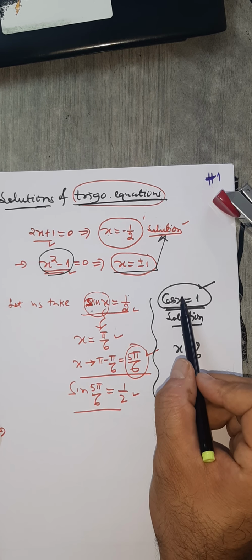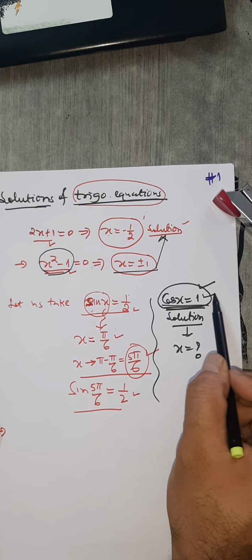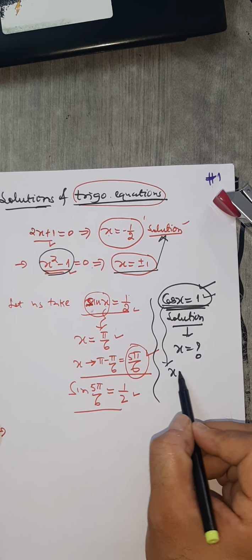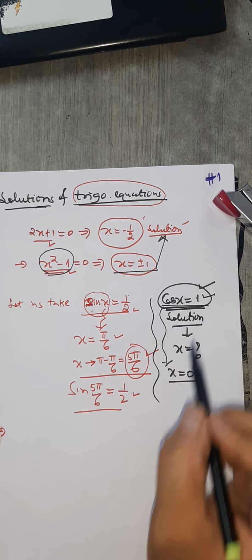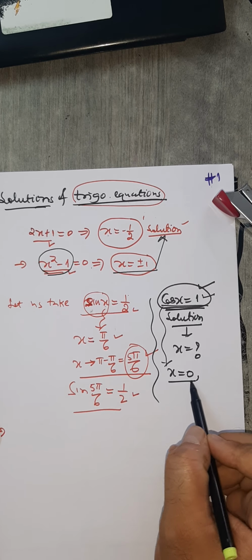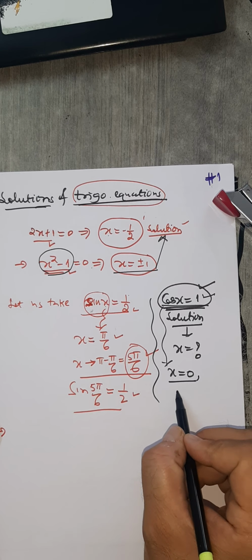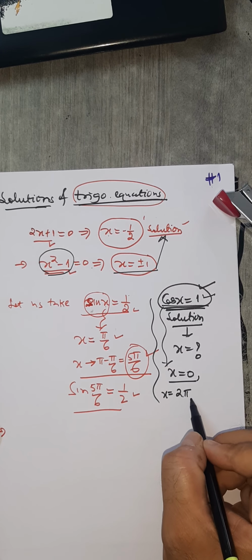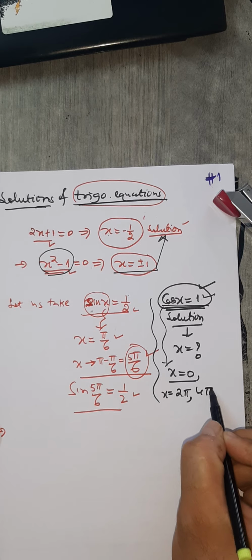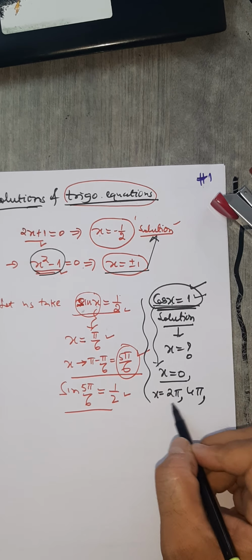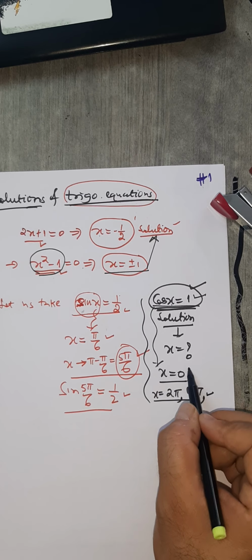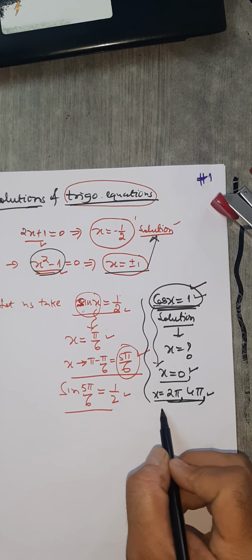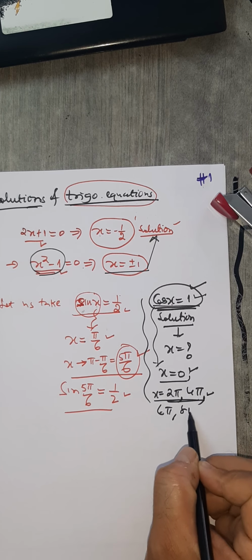So here we find all x for which cos x becomes 1. So obviously you can recall x equals to 0. You know cos 0 is 1. Are there any other value? Answer is yes. You can try 2 pi. You know cos 2 pi is 1. You can try 4 pi. Cos 4 pi is also 1. So these are all solutions. So normally you have infinitely many solutions. 6 pi, then 8 pi and so on.